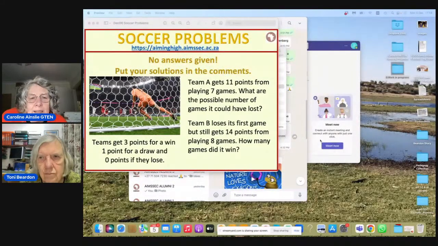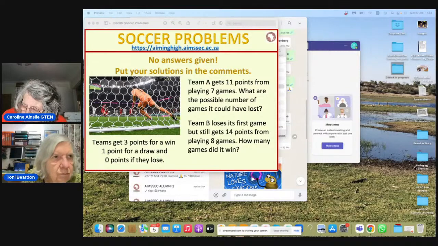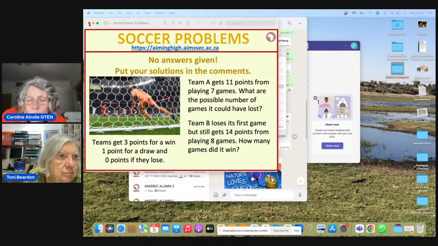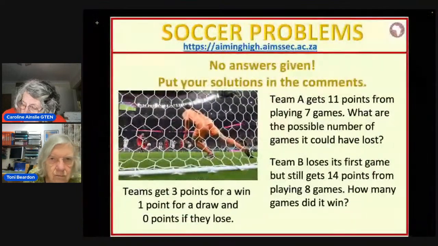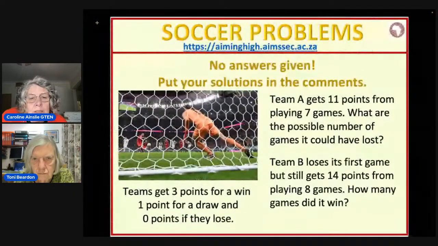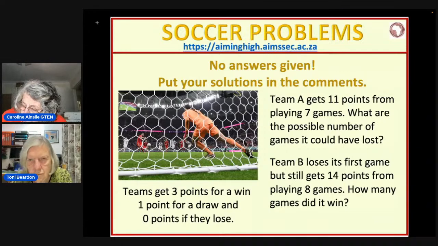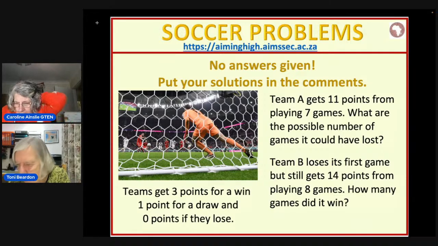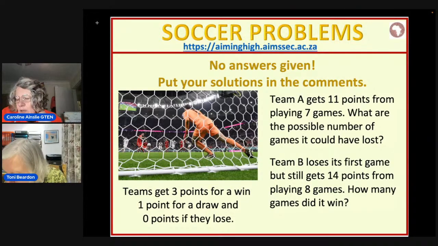So team A gets 11 points, 7 games. Let's say they can't have won all of them, but if they won 3 and drew 1, they would get 11 points. Yes, but how many games would they lose then? So that would leave them with 3 games lost in that situation. Win 3, draw 1, lose 3.